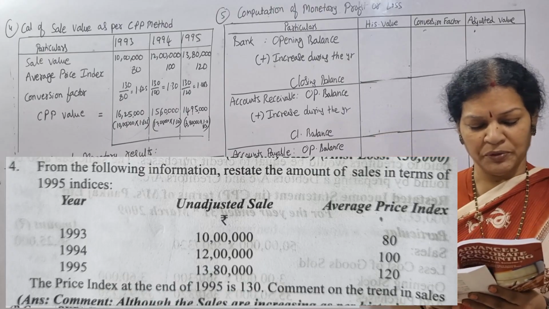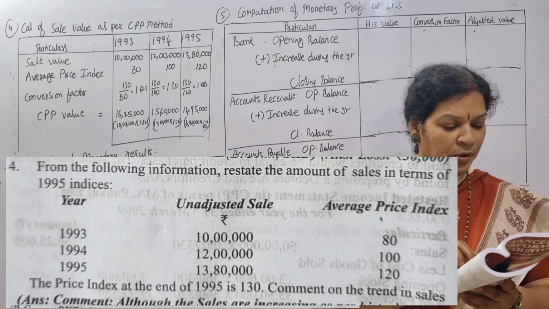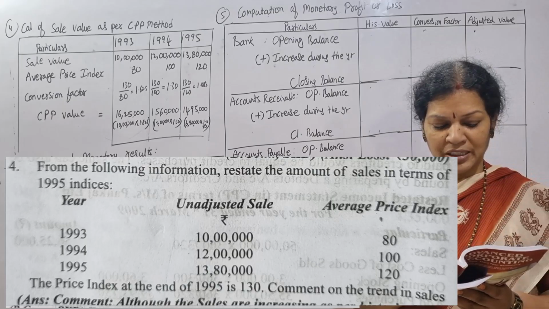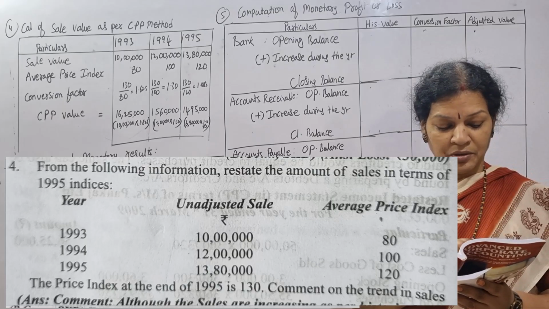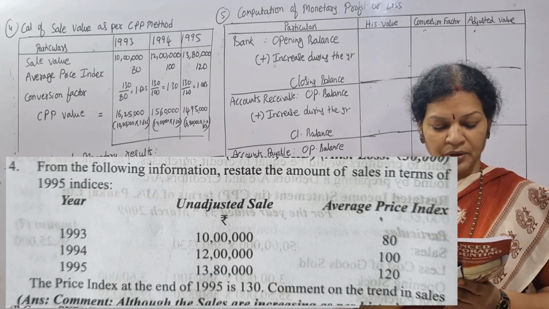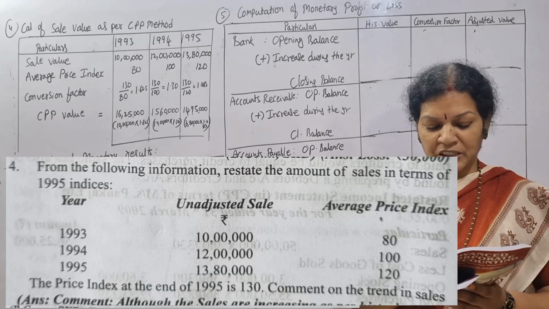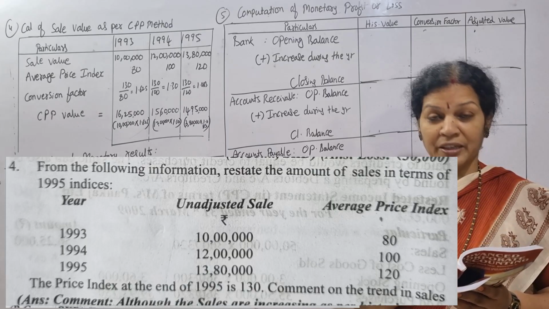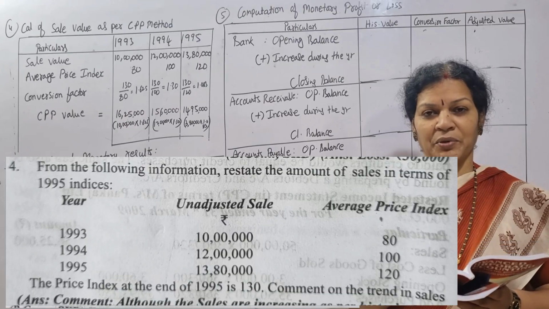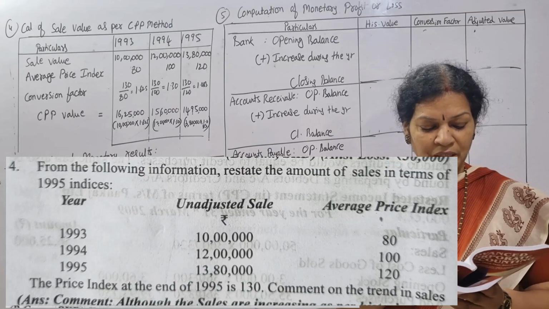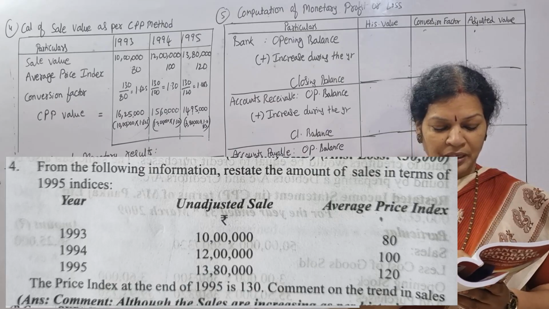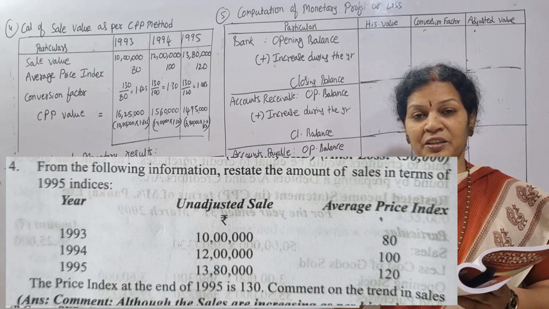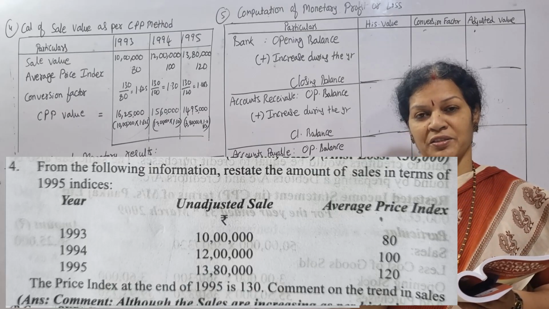So in this problem, let me read the problem first. From the following information, restate the amount of sales in terms of 1995 indices. Three years are given: sales for 1993, 94, 95. So they are expecting you to calculate these sales as per the 1995 indices.